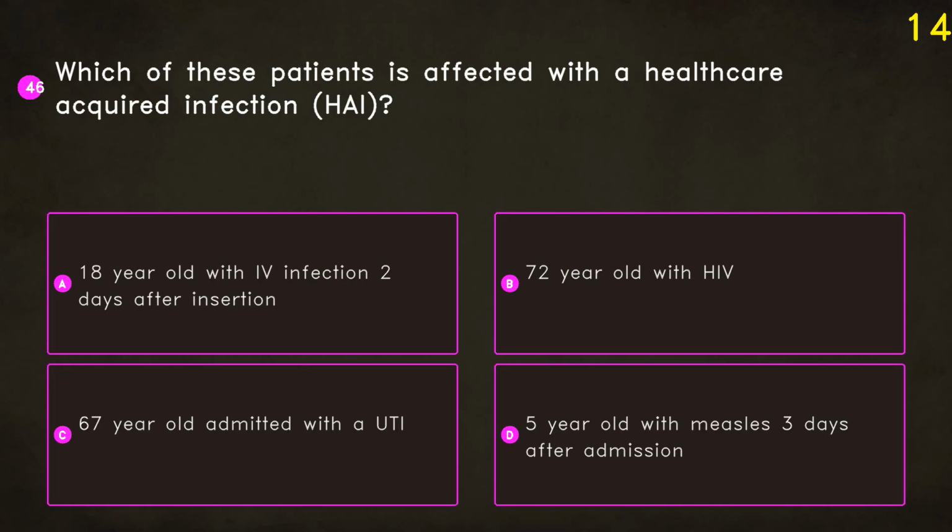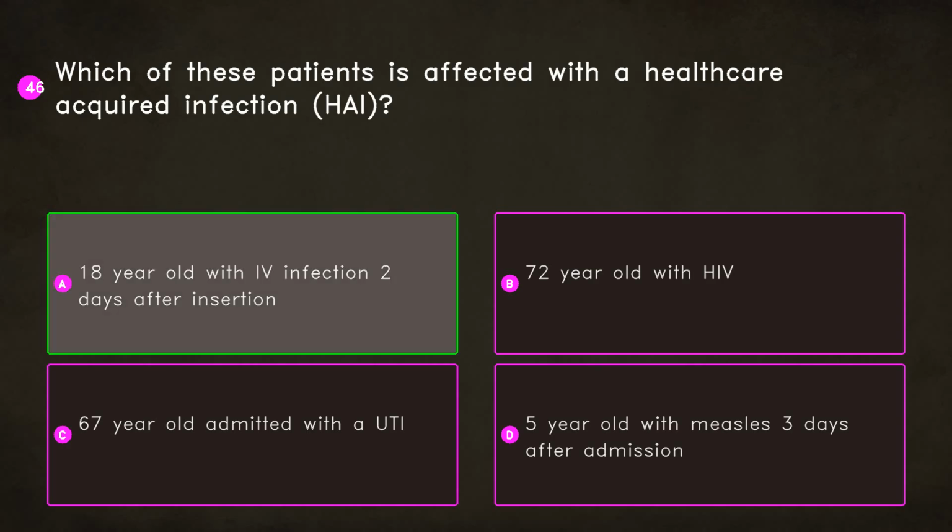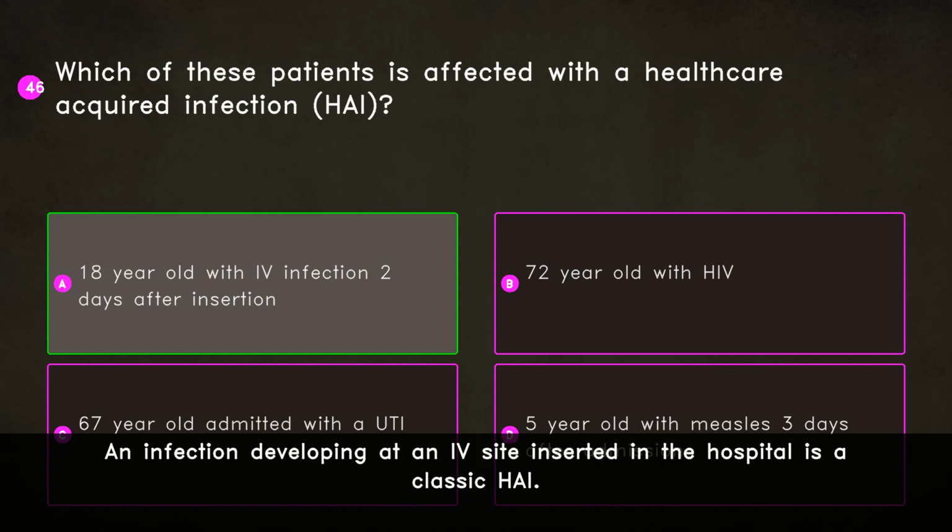Question 46. Which of these patients is affected with a healthcare-acquired infection? A. 18-year-old with IV infection 2 days after insertion. B. 72-year-old with HIV. C. 67-year-old admitted with a UTI. D. 5-year-old with measles 3 days after admission. The correct answer is 18-year-old with IV infection 2 days after insertion. An infection developing at an IV site inserted in the hospital is a classic HAI.